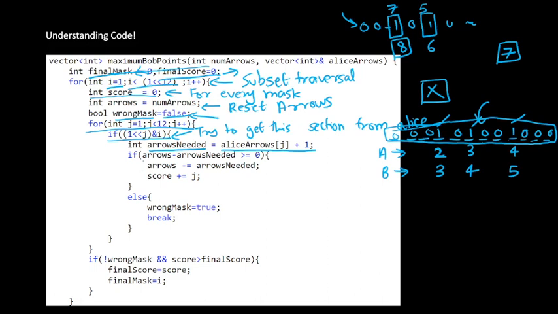After that is done, you check how many arrows I have. So let's just see this as arrows. The number of arrows I have is greater than or equal to the arrows needed.